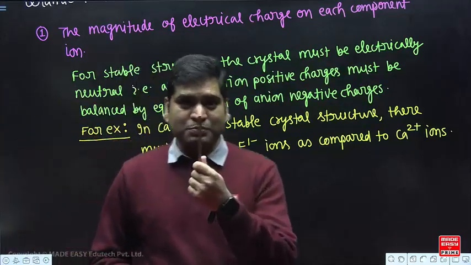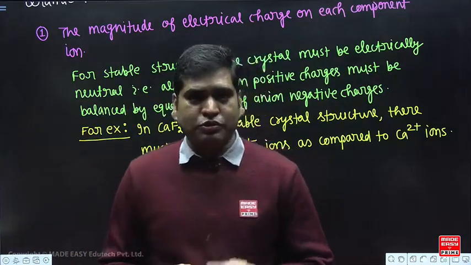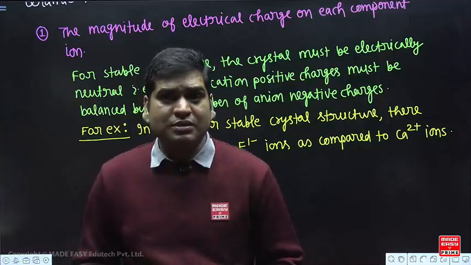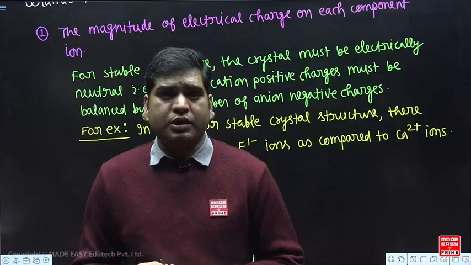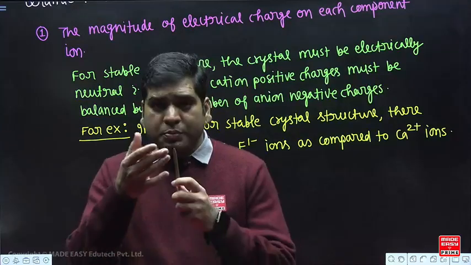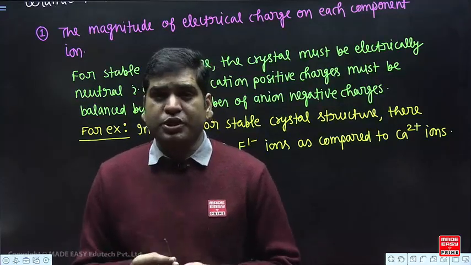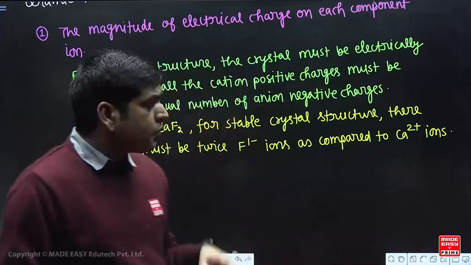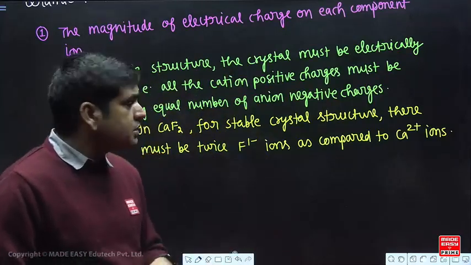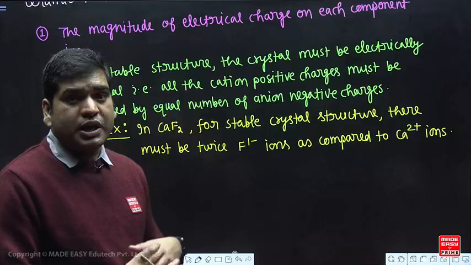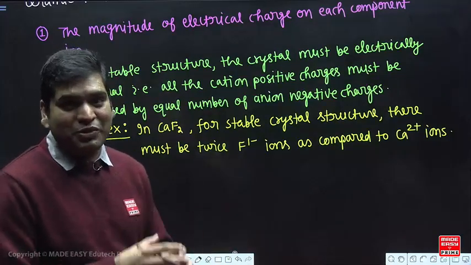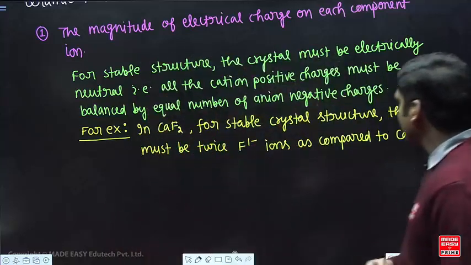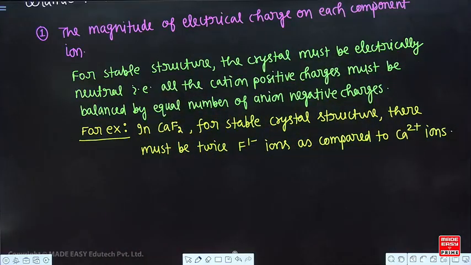Suppose it is positive charge, it will attract negative and will make some compound, so it will not remain stable. If it has negative charge, it will attract any positive charge, will try to make a compound, so it will not remain stable. So it will be stable only if it is neutral. So for the neutrality, from the magnitude of charge on each ion, we would be judging for each cation how many anions are required. So in CaF2, for a stable crystal structure, there must be twice F1 minus ions as compared to Ca2 plus ions.